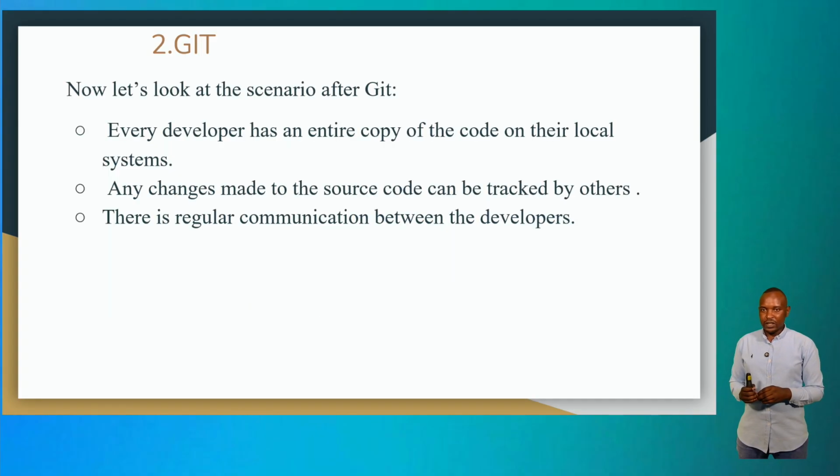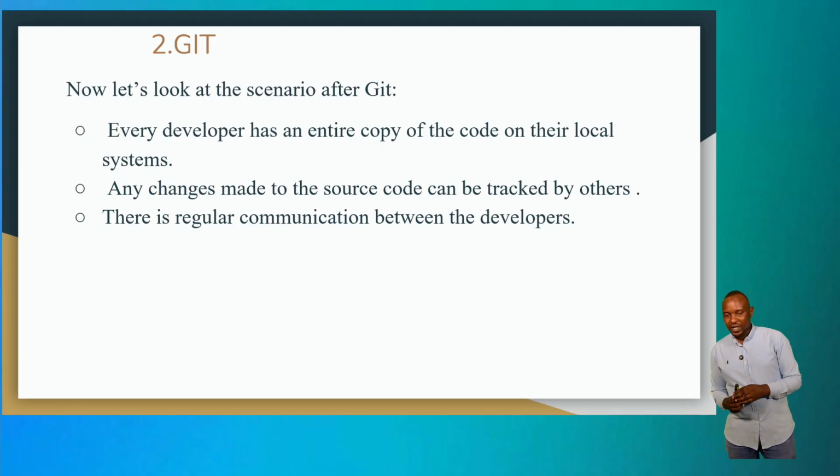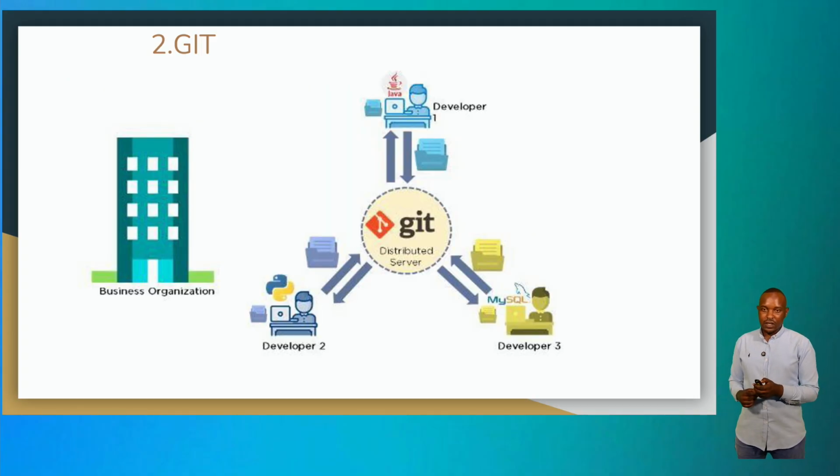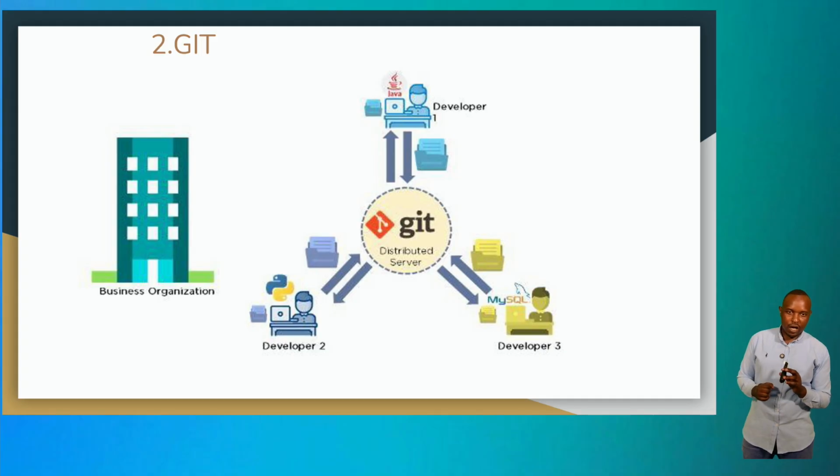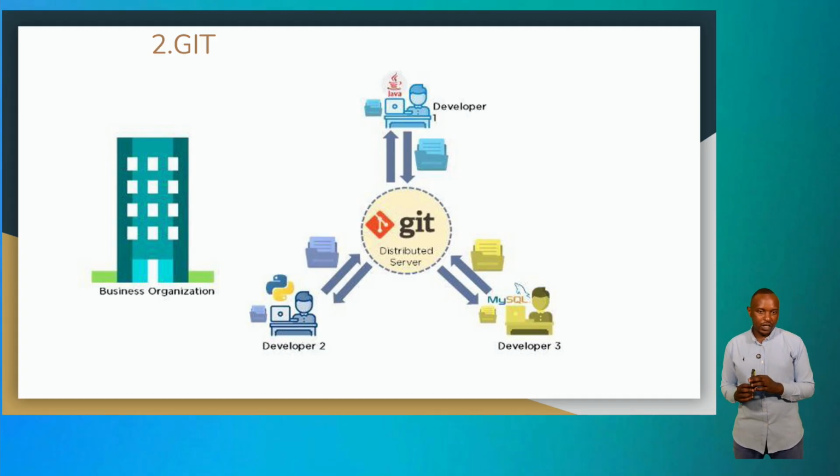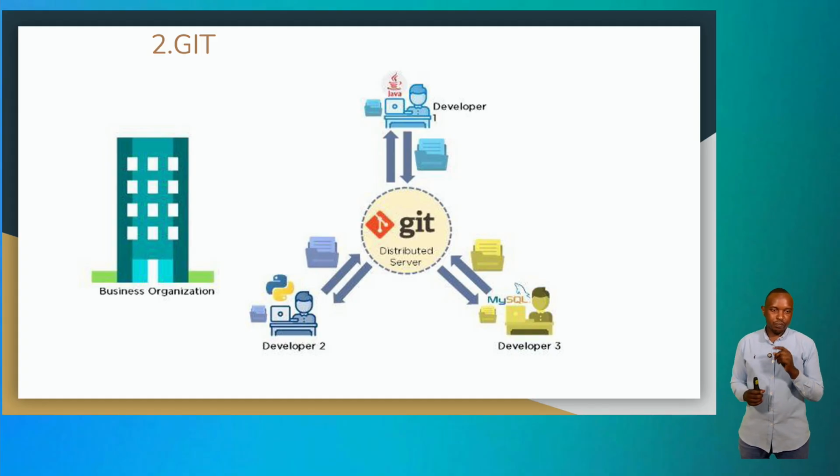Now let's look at the scenario after Git. Every developer has a copy of their code in their local system. Any change made to the source code can be tracked by others. There is regular communication between the developers. This other image shows the communication between the three developers: developer 1, developer 2, and developer 3 can fetch, commit, upload, and push their code.